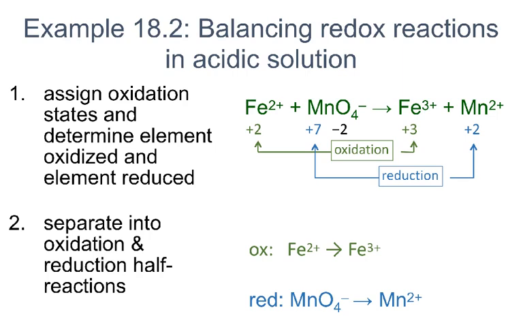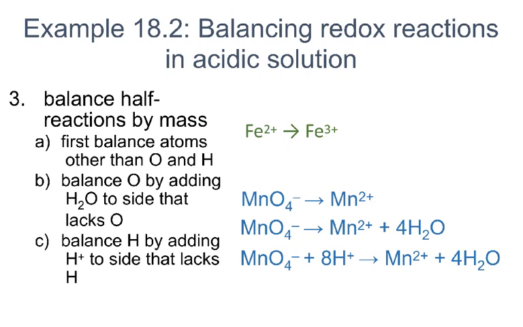So let's work this through using this reaction. So first step, assign oxidation states, determine what's oxidized and reduced. So that's already done for us on this slide. So we can see iron has a +2, goes to a +3, so it is oxidized, it gained oxidation state. Manganese goes from a +7 to a +2, so it is reduced. So we can separate our overall reaction into oxidation, iron 2 to iron 3, and reduction, a permanganate going to manganese 2.